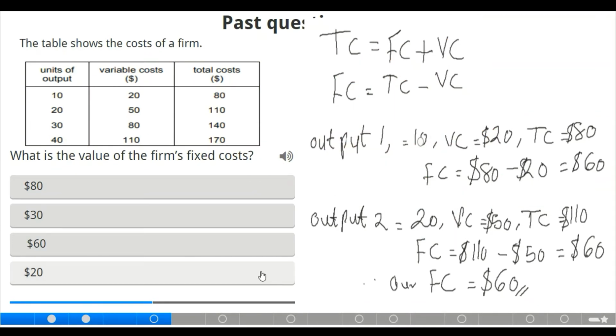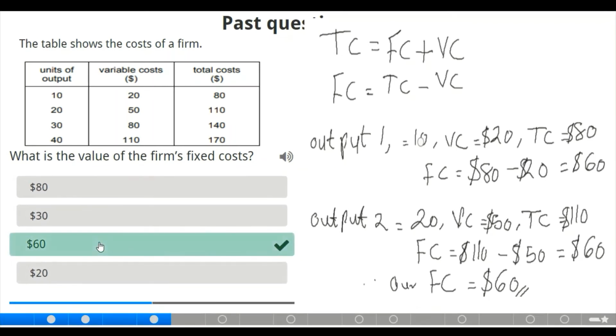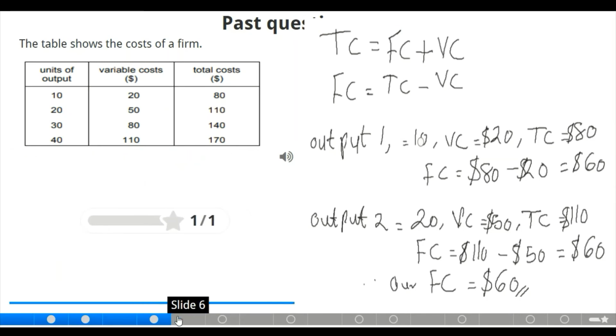Now let us check our answer here. We got our fixed cost to be $60 here. Now that's the correct answer. Let us move to the next slide.